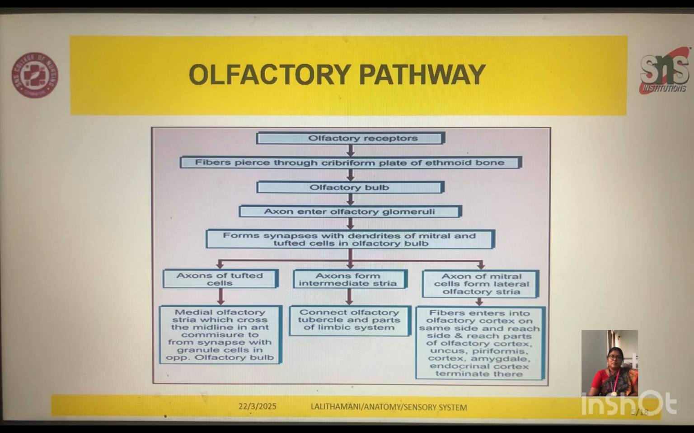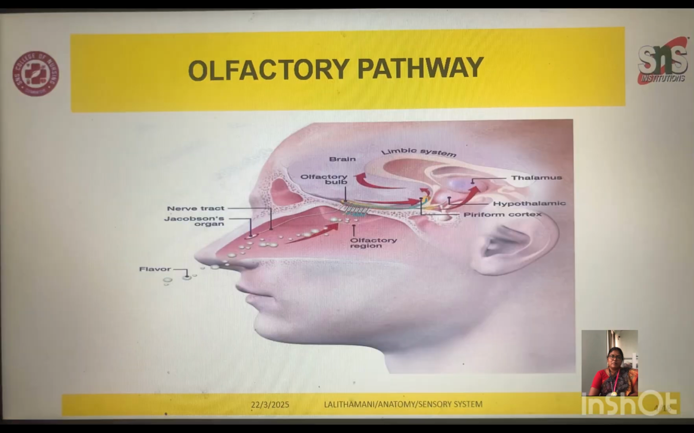When the olfactory bulb is invaded, the afferent nerve axons enter the olfactory glomeruli. After entering the olfactory glomeruli, they form synapses with dendrites of mitral and tufted cells in the olfactory bulb. So after that, what is happening? It forms the synapses. Until then, we are brushing up the olfactory pathway.